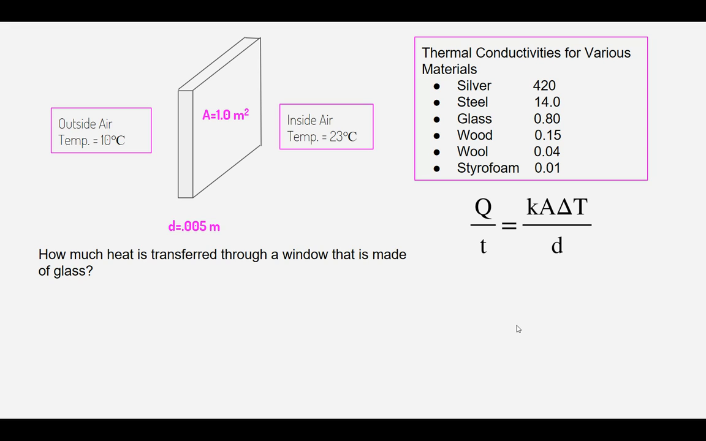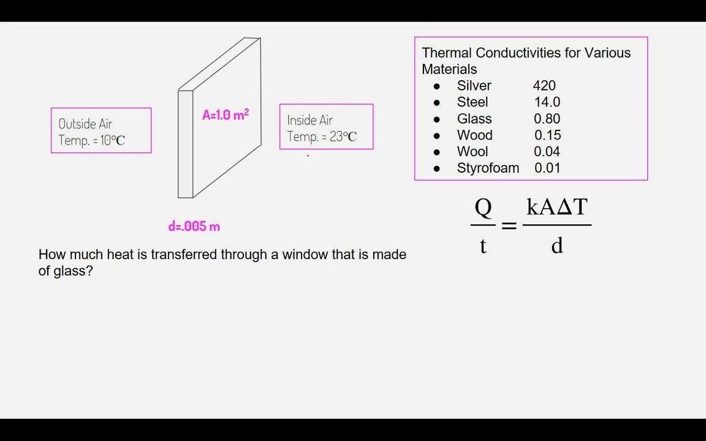First thing we have to do is take a look at our problem here. We want to know how much heat is transferred through a window that is made of glass. It's a 1 by 1 meter window with a thickness of 0.005 meters, so a fairly thin pane of glass. The inside air temperature is 23 degrees and the outside is 10 degrees.